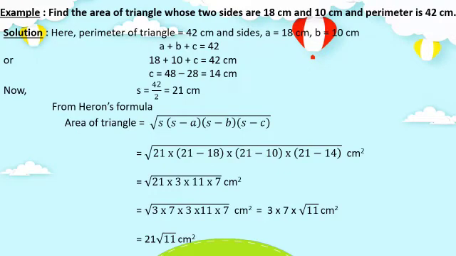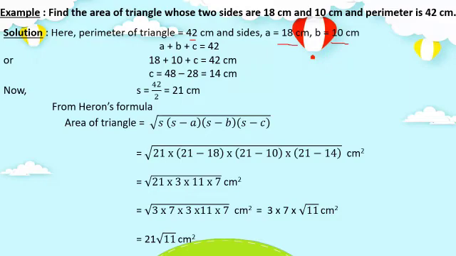Example number 2. Find the area of a triangle whose two sides are 18 centimeter and 10 centimeter and perimeter is 42 centimeter. Here you are given perimeter and length of two sides. So first of all, we will find the length of the third side. Perimeter is equal to 42 centimeter and sides A is equal to 18 centimeter and B is equal to 10 centimeter. So we will find the third side C.